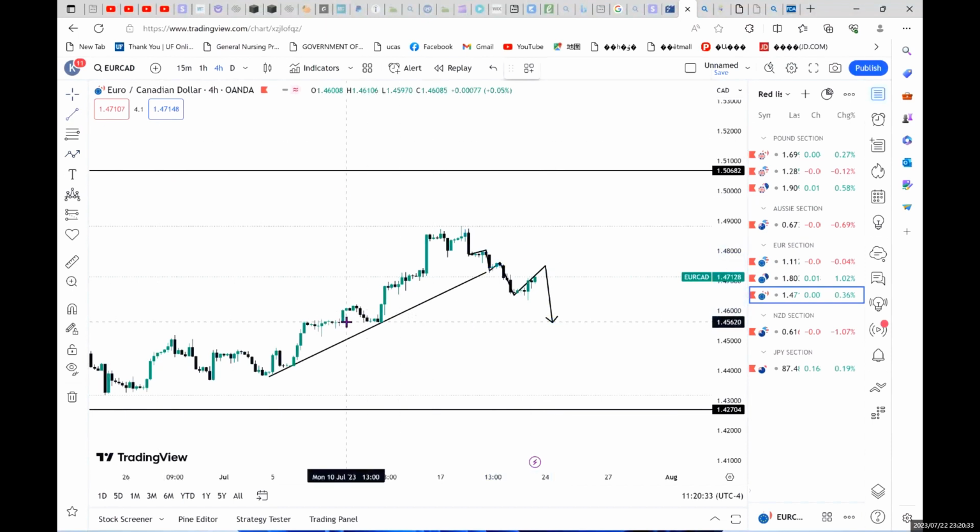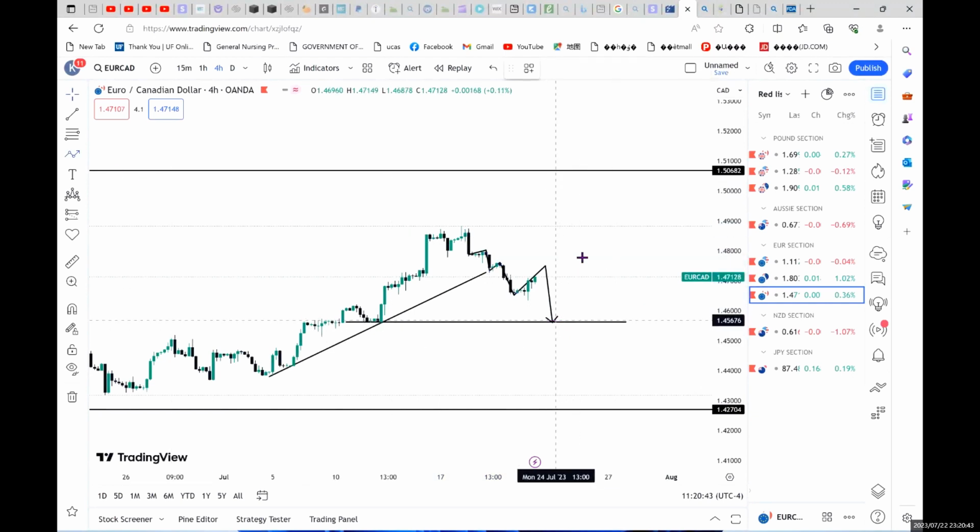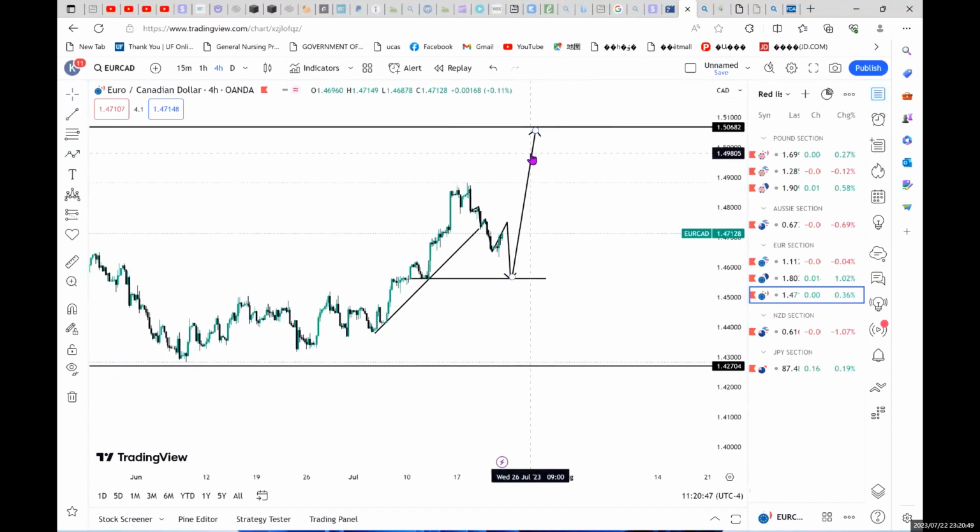Let's see how price reacts to this level here. Okay, if it wants to push back up into these highs at this level, or if price would continue all the way back down. But for now, I'm expecting at least another push to the downside from this level here. Okay, so we have lower high, lower low, and price is giving us that pullback.